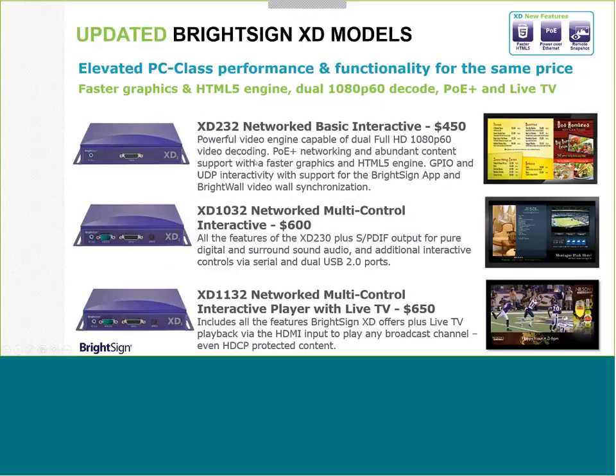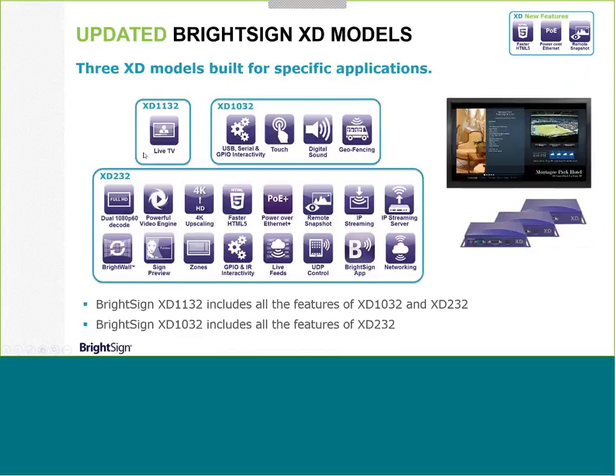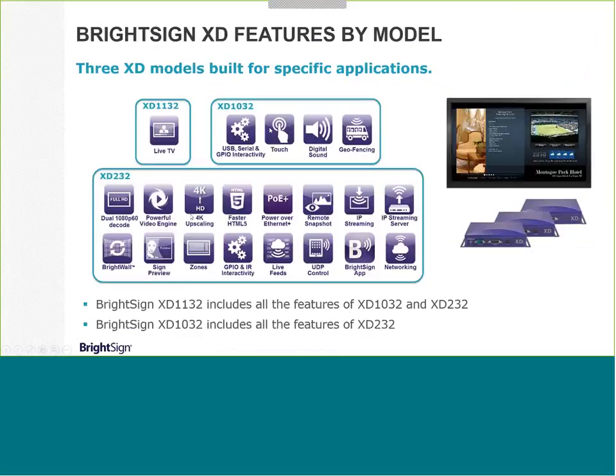And again, same thing, as we move up from the 232, these are the capabilities. Moving up to the 1032, you'd only need to move up to get these specific features. All 3 of these models have the same capabilities and performance in terms of HTML, PoE, all of the same capabilities. You just move up because of the inputs or outputs.